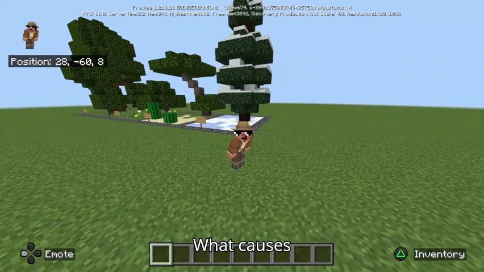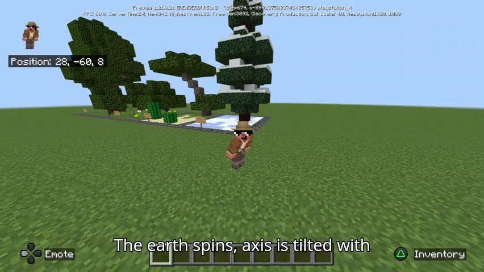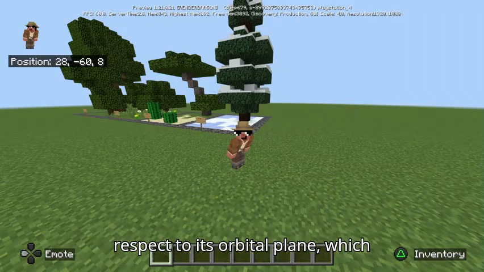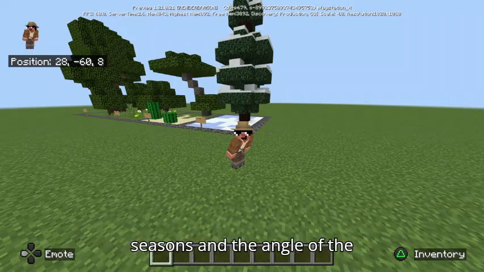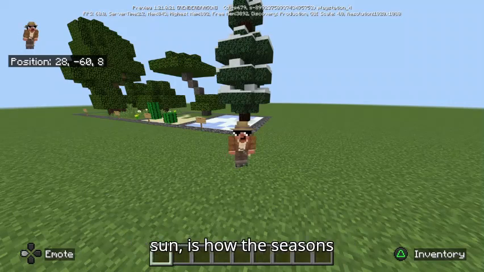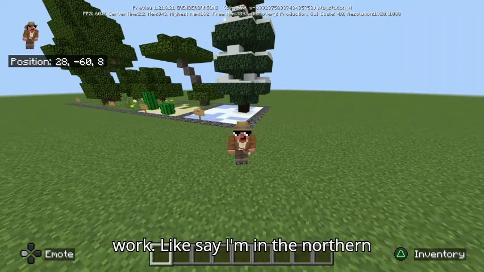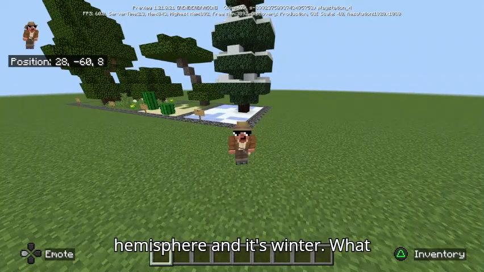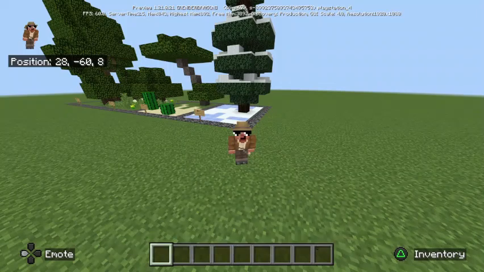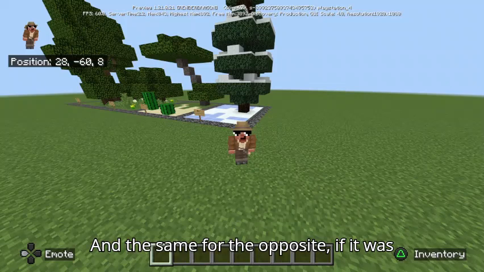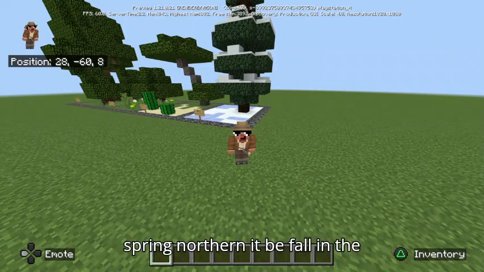What causes seasons? The Earth's spin axis is tilted with respect to its orbital plane, which is what causes the seasons, and the angle of the sun is how the seasons work. Say I'm in the northern hemisphere and it's winter. What would it be in the southern hemisphere? Summer. And the same for the opposite. If it was spring in the northern, it'd be fall in the southern, and vice versa.